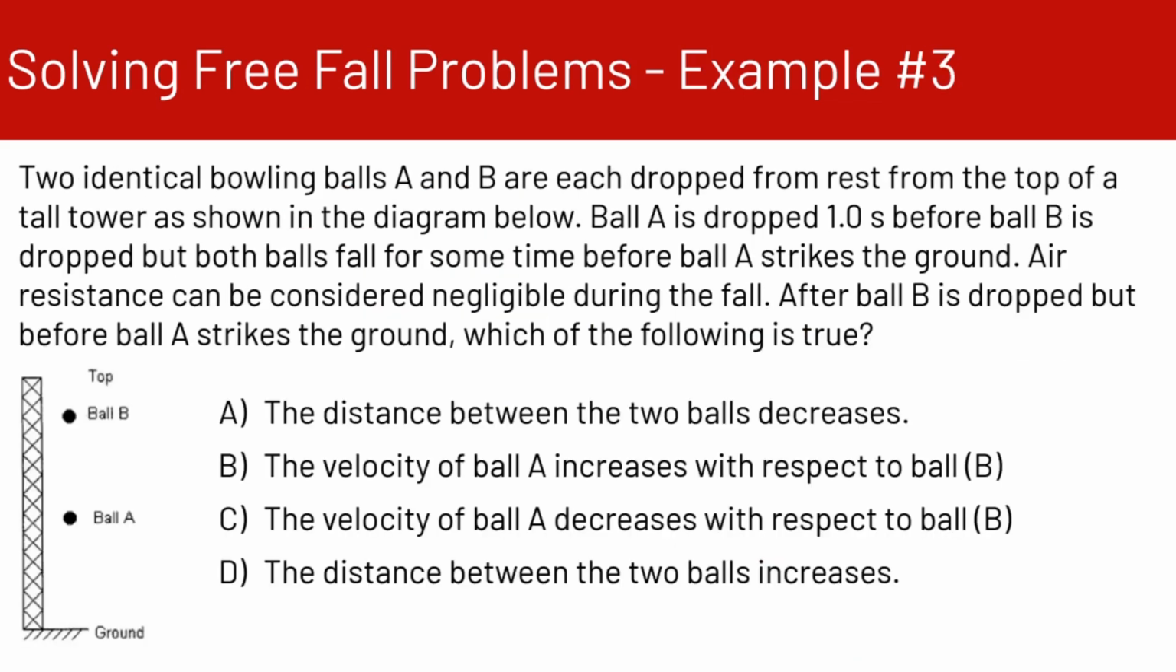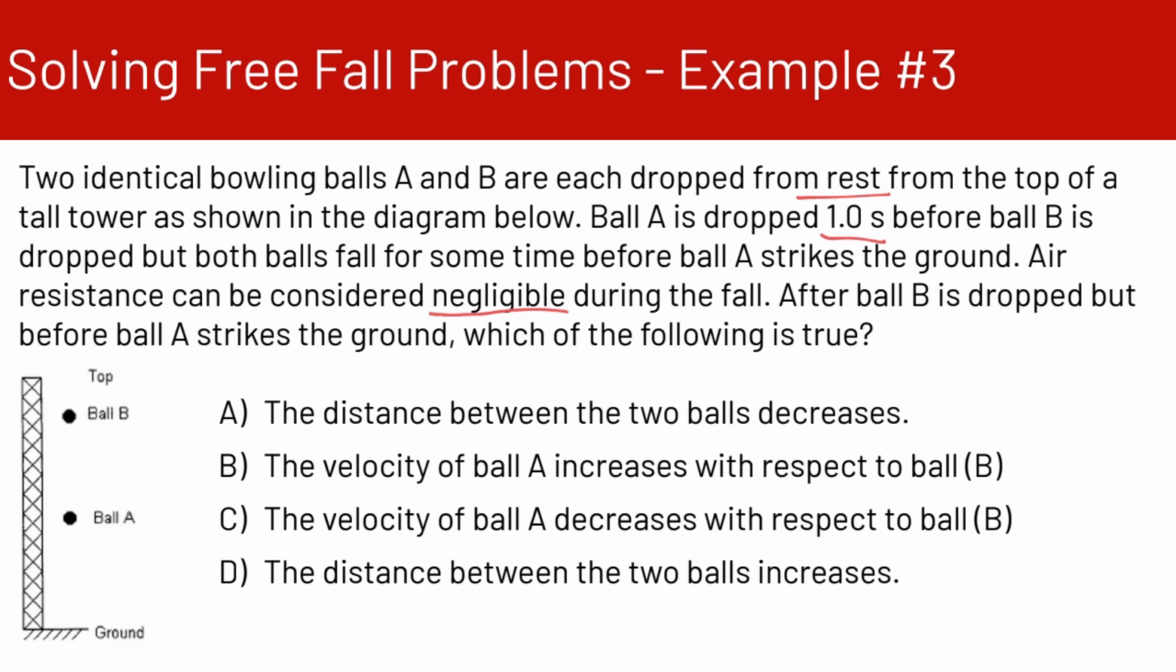Okay, example number 3. So we have 2 identical bowling balls, A and B, are each dropped from rest at the top of a tall tower as shown in the diagram below. So we have 2 balls dropped from the tower. Ball A is dropped 1 second before ball B is dropped, but both balls fall for some time before ball A strikes the ground. Air resistance can be considered negligible, so we're not looking at air resistance.